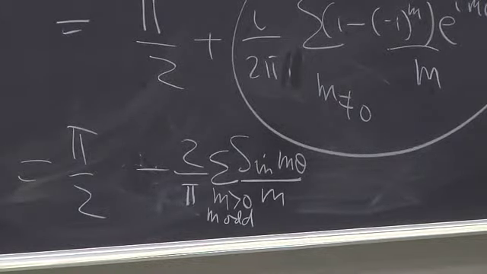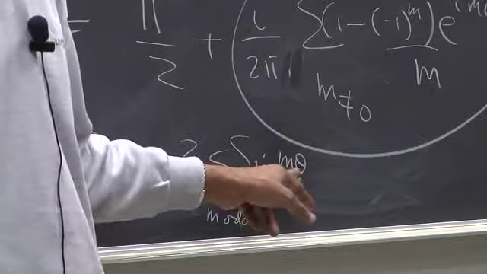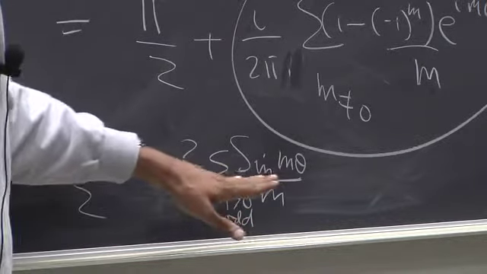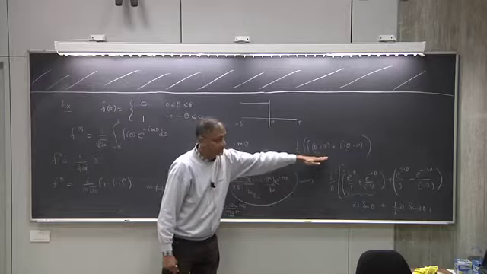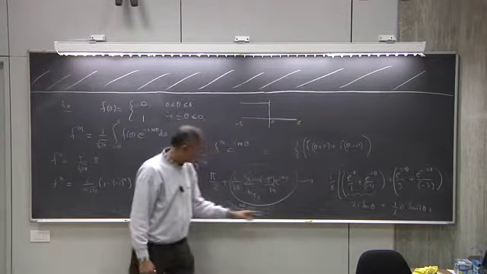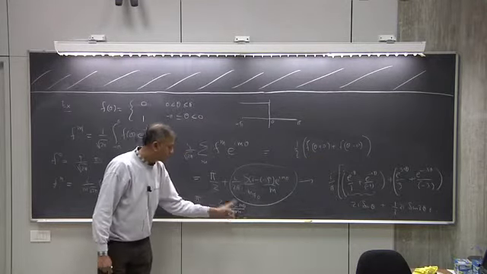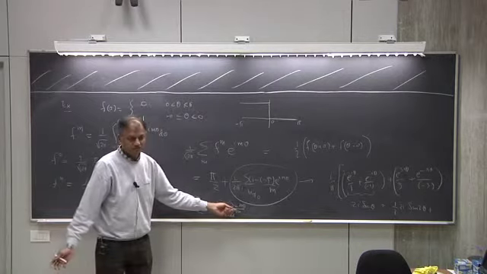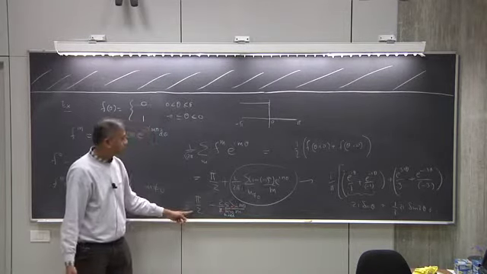Okay, and we checked last time that it gives you the correct answer for theta equal to 0 and theta equal to pi. At theta equal to 0 and pi, it agrees with the right hand side. So for example, at theta equal to 0, all of these terms disappear because sine of 0 is 0. So you just get pi by 2.